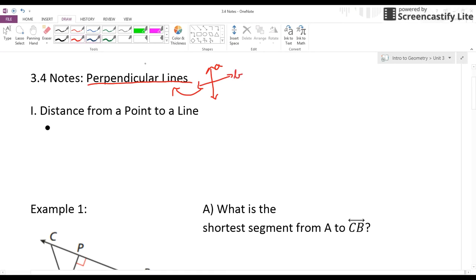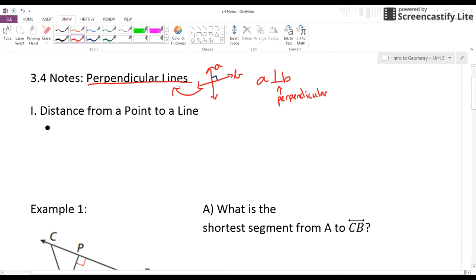And as long as you know they are intersecting to make this right angle, then we can say that these lines are perpendicular. And the sign for perpendicular is this upside down T. So again, this means perpendicular. Okay, so a couple of things we're going to do with our perpendicular lines. We're going to have a few theorems we're going to look at later on.